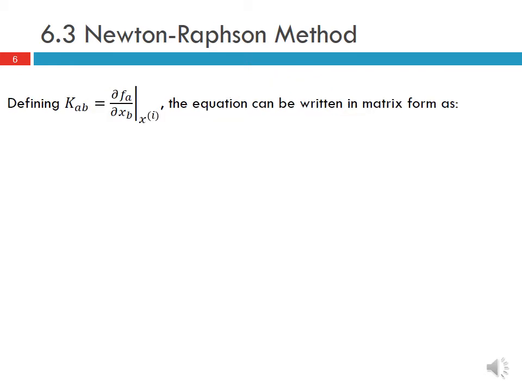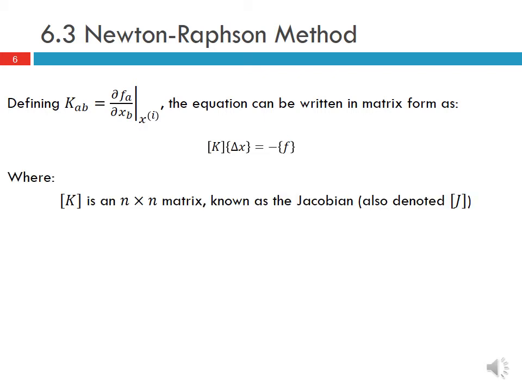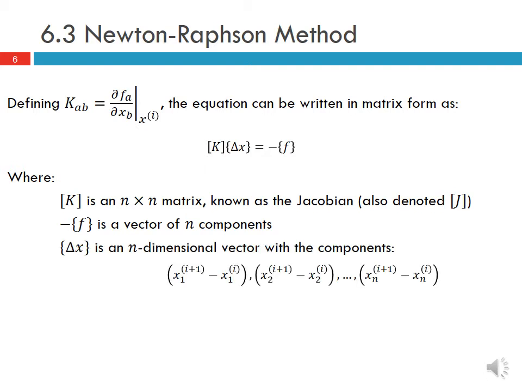So if we define K_ab as partial fa by partial xb evaluated at xi, then the equation can be written in matrix form as K delta x is equal to minus f, where K is an n by n matrix known as the Jacobian, which is the matrix of our partial derivatives, and in many texts it's also denoted as J. Minus f is a vector of n components, and delta x is an n-dimensional vector with the components given by the differences between iteration i plus 1 and iteration i for each of our components.